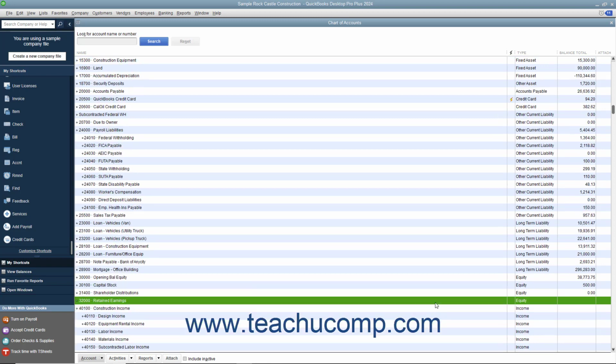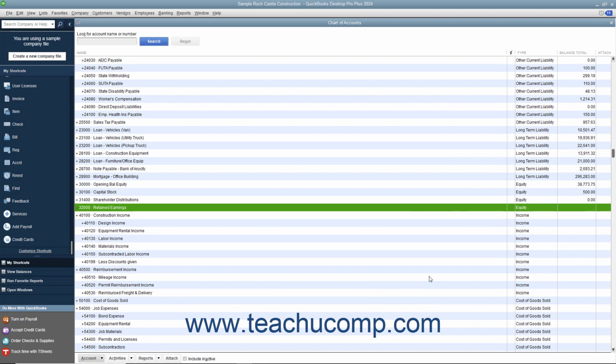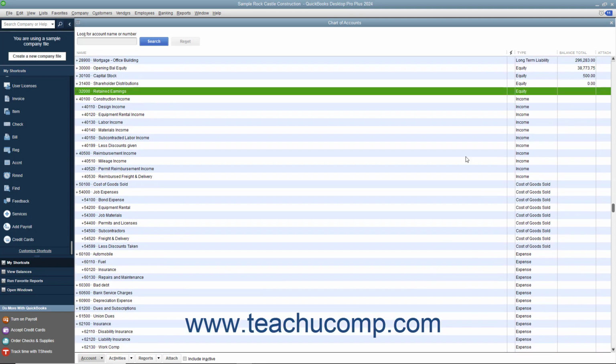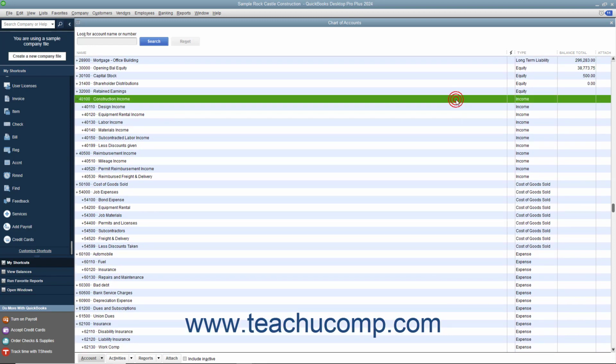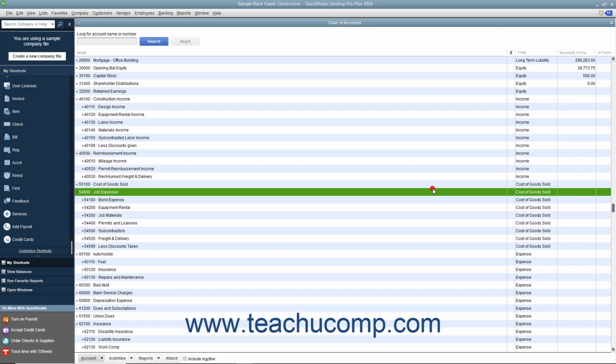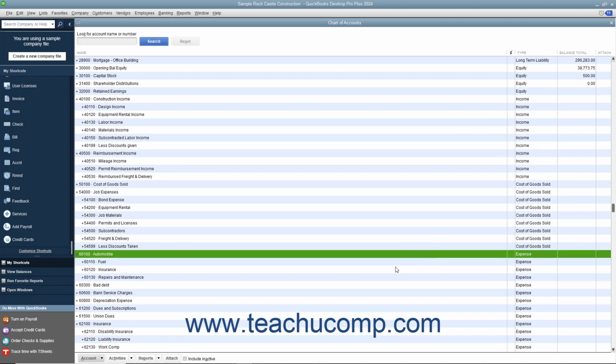Next, we'll look at the profit and loss statement accounts, also called the income statement accounts. First, you'll see your income accounts. Your income accounts are used to track the income generated by your company. Next, you'll see expense accounts. Expense accounts are used to track where your company's money was spent.